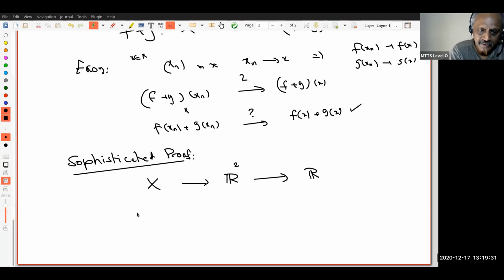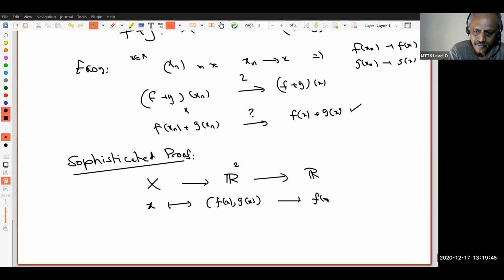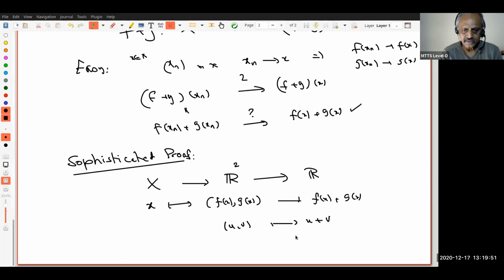What is the function? Start with any x, send it to an ordered pair of real numbers, f(x), g(x). Now what do I want? I want this function to be a composite. So what should I write? This is addition, that is, the map (u, v) going to u plus v. Do you understand this? Yes or no? So this is the map.